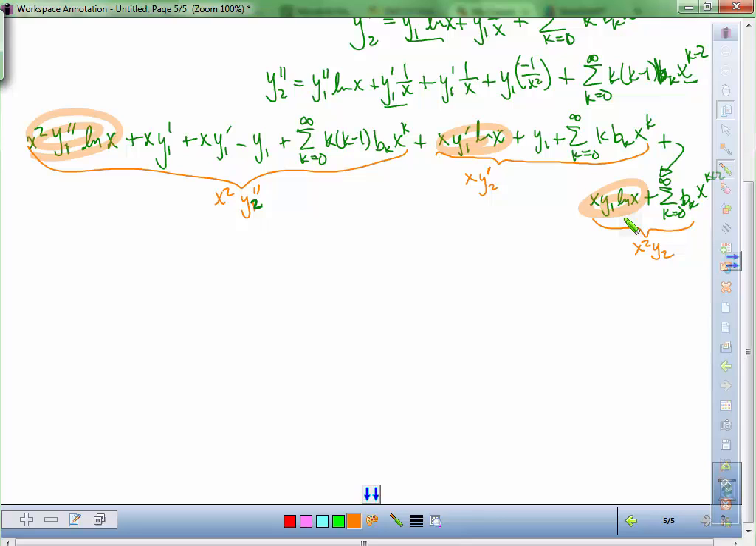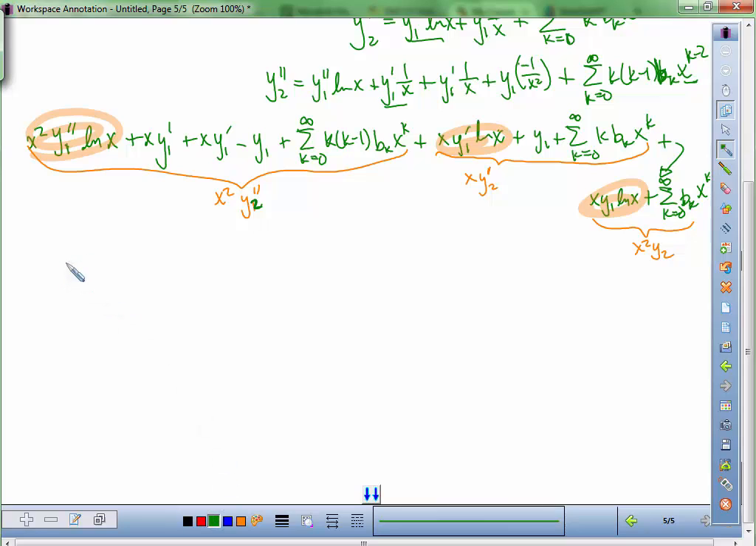These terms have an ln in them, so I'm going to put them together and factor out the ln. What do I get? I'm going to get x squared y1 double prime, with ln taken out, plus x y1 prime, with ln taken out, plus, oh, this should be an x squared, plus x squared y1.